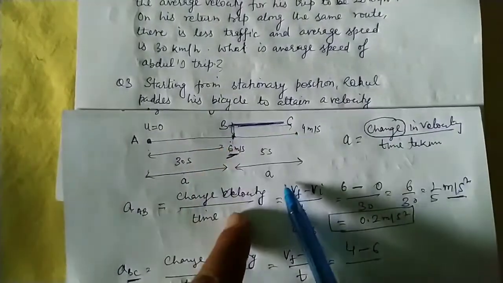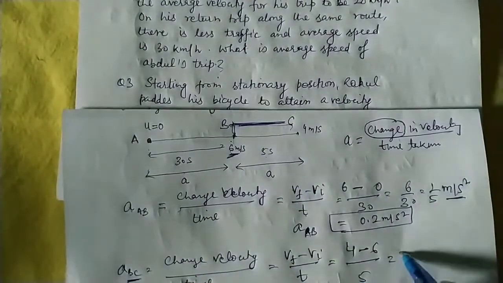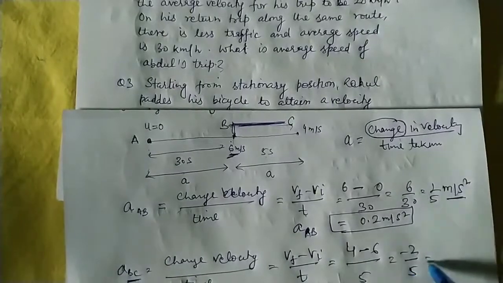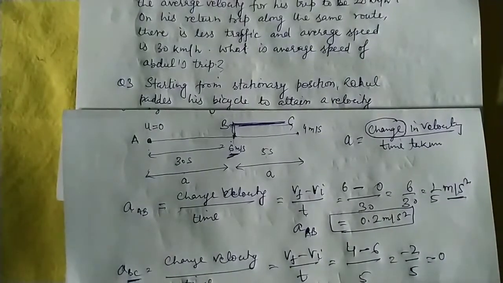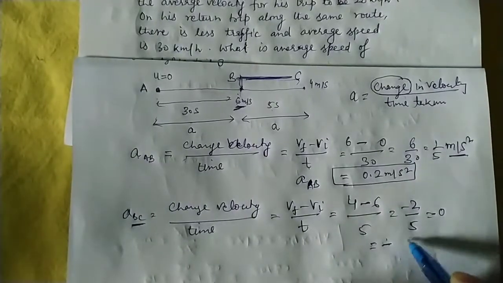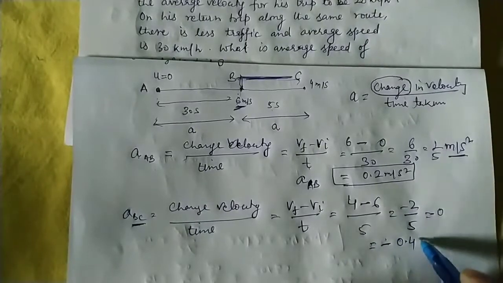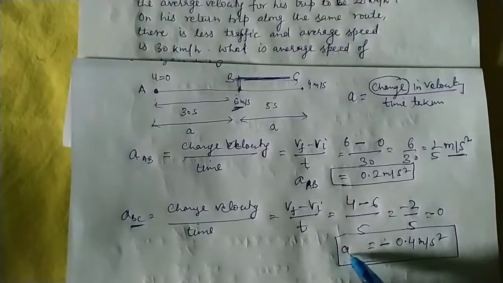So how much time is there between B and C? 5 seconds. So 5. So it is -2 divided by 5. That is coming out to be minus. So I write here in the downward direction. So it comes out to be minus 0.4 meter per second square. So this is your acceleration for BC.